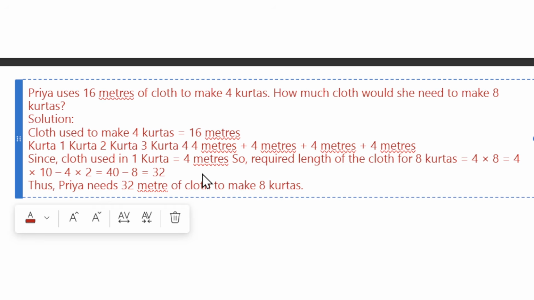The length of cloth for 8 kurtas is 4 into 8, which can also be written as 4 into 10 minus 4 into 2. So 4 tens are 40, 4 twos are 8. 40 minus 8 is 32. Thus Priya needs 32 meters of cloth to make 8 kurtas. Okay, again you have to frame the sentence like this, students, then only you will get marks. Again and again I'm telling, okay.